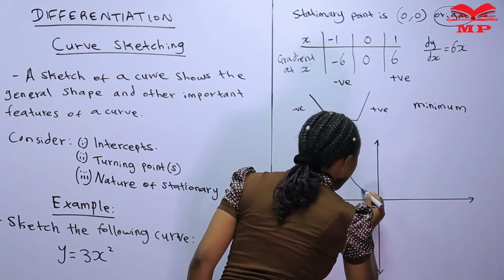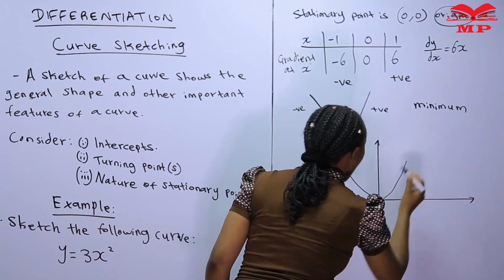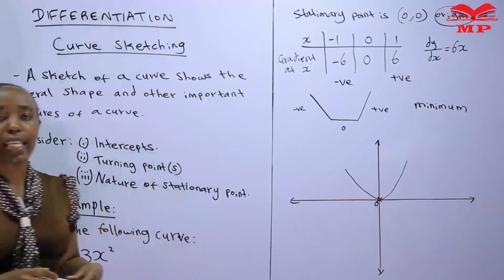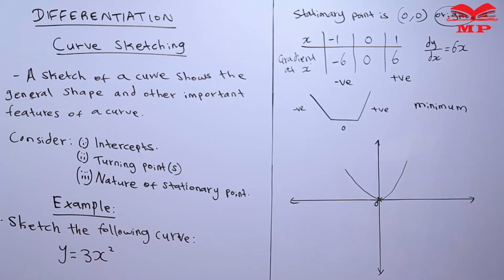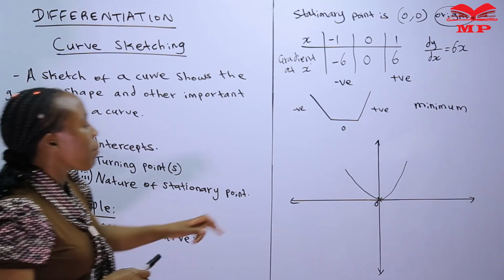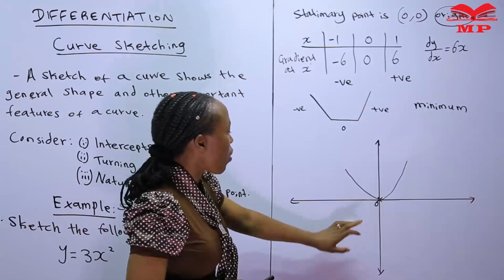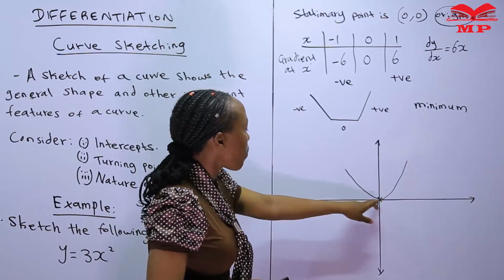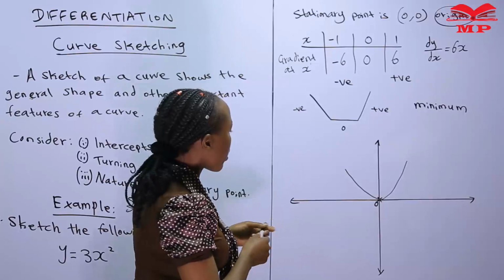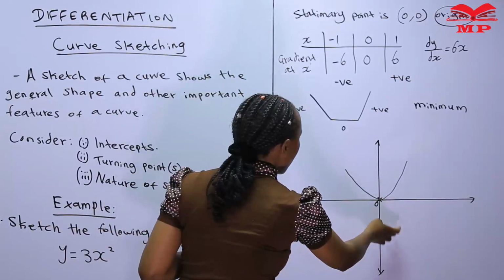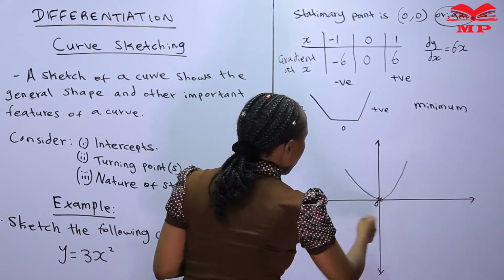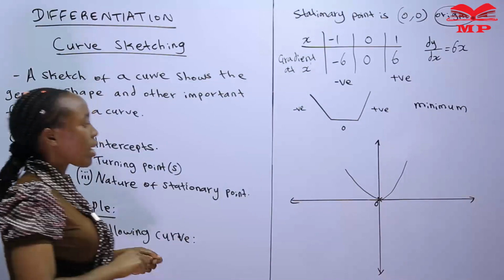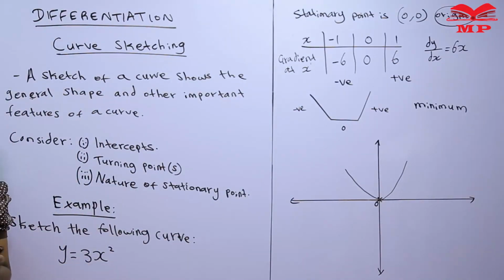that's our curve. That's the sketch for the curve. It is a minimum, and we can see that it is at (0, 0). The x-intercept is the origin, again the origin, so we have it that way. That is the sketch for the curve.